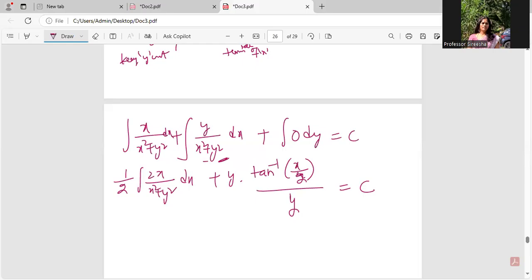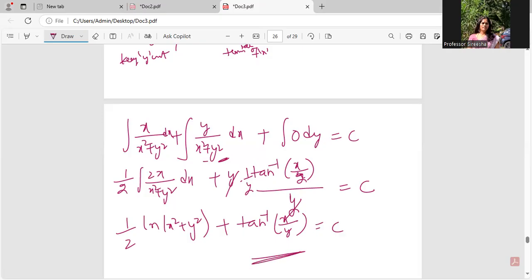Now this value is what? 1 by 2 log, or ln whatever, ln of x squared plus y squared. This is y, and y goes off, plus tan inverse x by y, 1 by a into, now 1 by a, in the place of a I have y. This is equal to C.